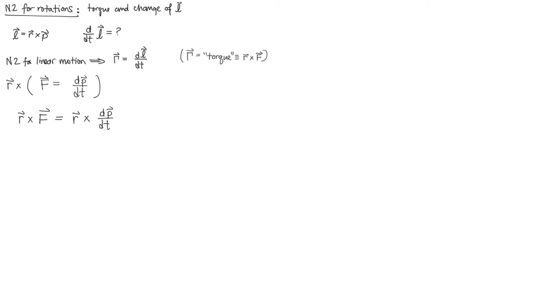Now, for a minute, consider as a mathematical aside the time derivative of r cross p as a quantity. Well, just as we did with the dot product, we're going to get a product rule: dr/dt cross p plus r cross dp/dt.